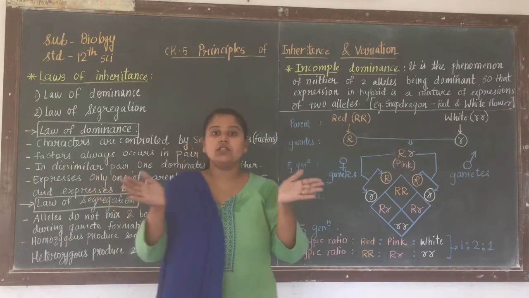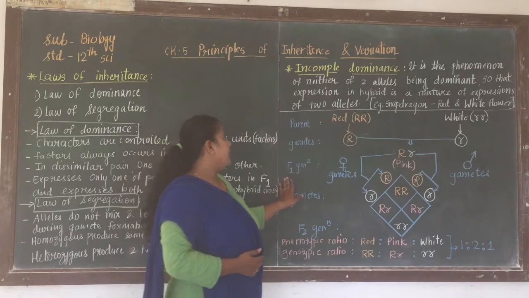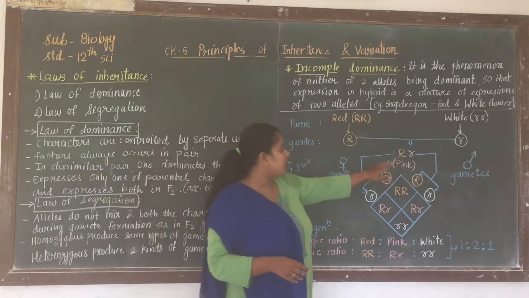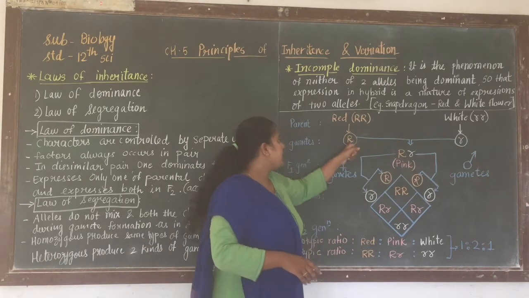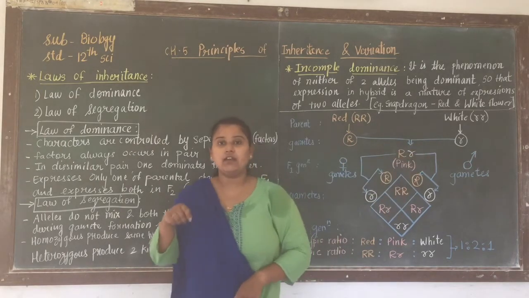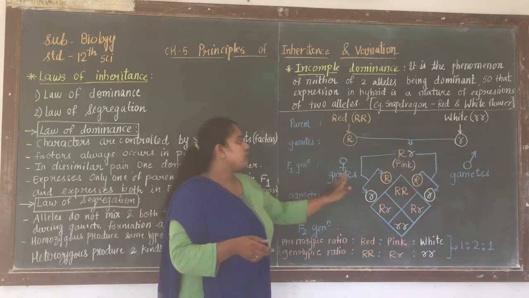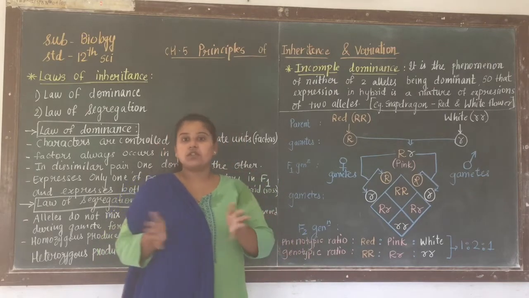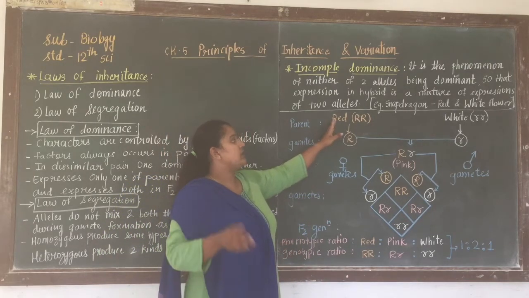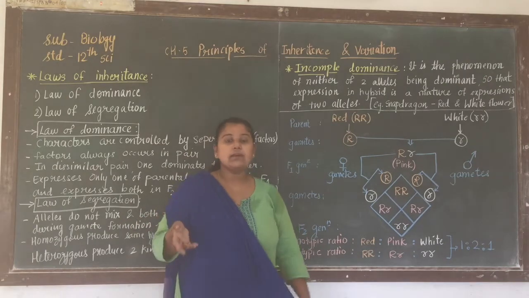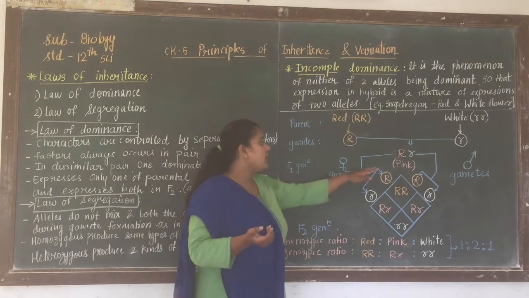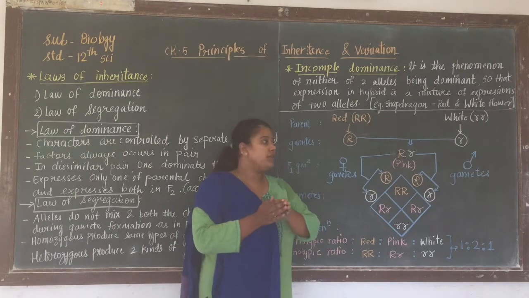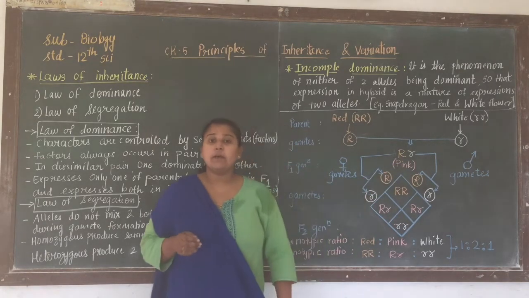Now when we merge both of them, what happens? In the F1 generation, the fusion of these two gametes gives capital R, small r, right? In the F1 generation, both of them equally express, so there will be a mixture of both. When you mix the red color with the white color, you get a pink color. So in the F1 generation, capital R, small r merge with each other, and the color formed is pink, right?